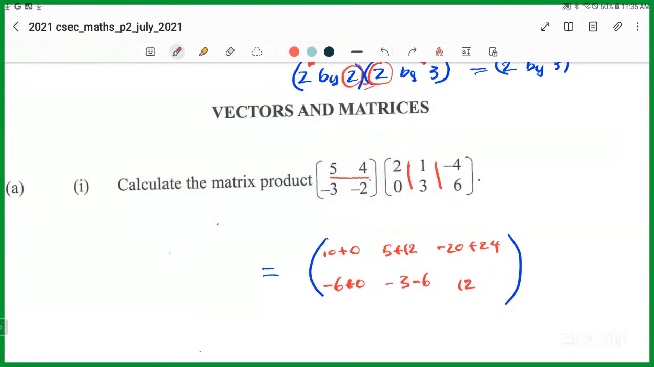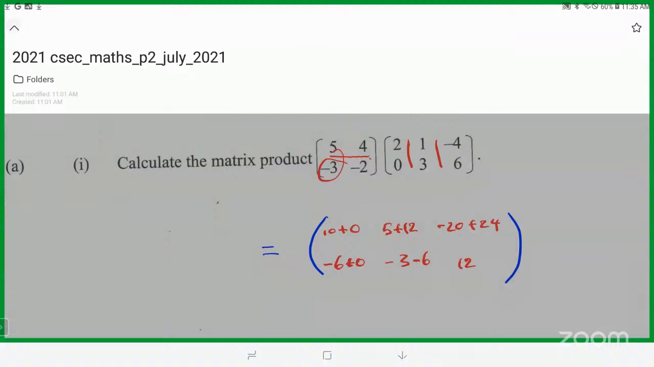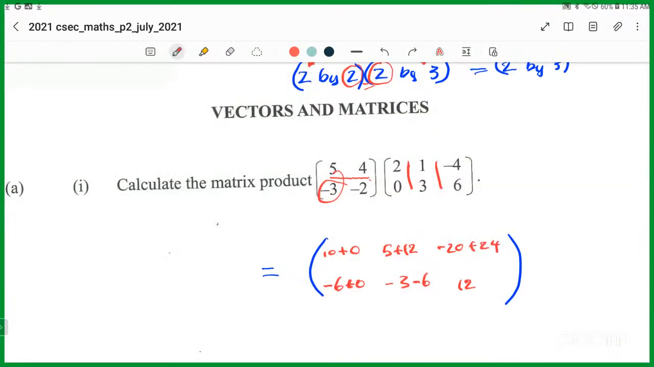Let's go again. So multiplying this row by this column to get this last value. It's first element times first element, second element times second element. So it's negative 3 times negative 4 is positive 12 here. And then it's negative 2 times 6, that's negative 12. That value is going to come out to be 0.